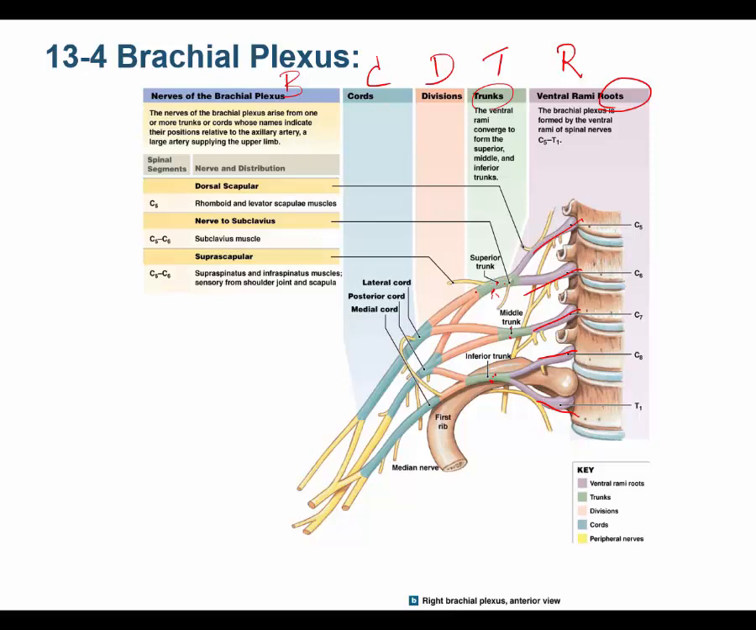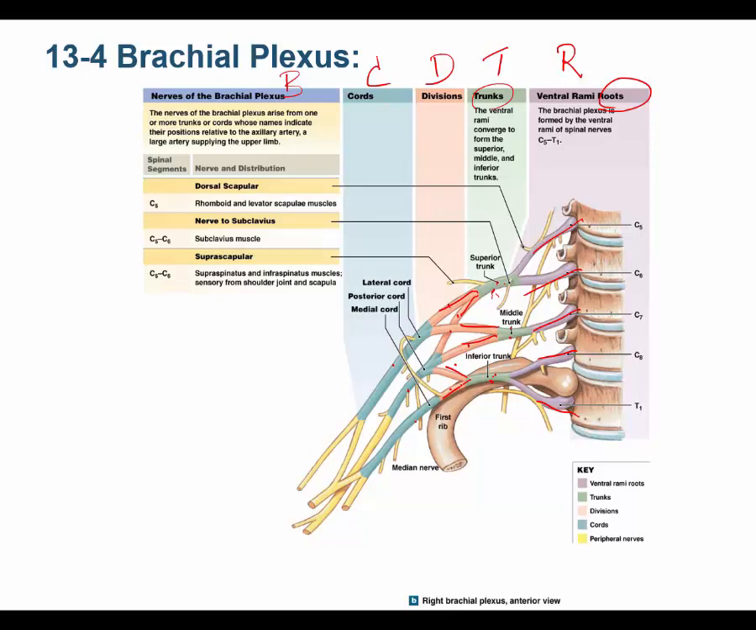But then the trunks bifurcate into divisions. And I just want to show you that they're intermixed. The superior trunk divides into two divisions that go to separate cords. And that's kind of cool, I mean, it's kind of confusing. But the superior trunk divides into divisions that go to separate cords. The middle trunk divides into divisions that go to separate cords. The inferior trunk divides into divisions that go to separate cords.